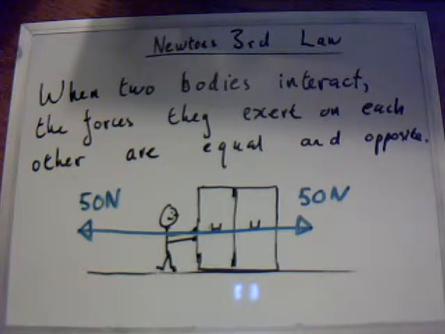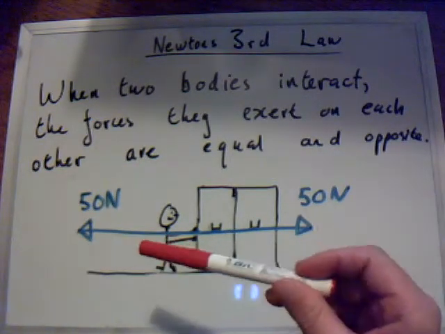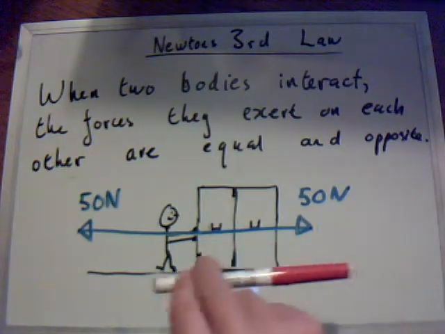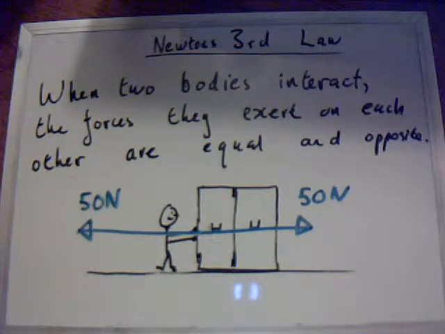Now, in this situation, one would assume that either the whole situation is at constant velocity, or the forces are balanced and there is no acceleration. Well, this in fact is not true, because the forces are acting on different bodies. The 50 newtons pointing in that direction is acting on the man, and the 50 newtons acting in that direction is acting on the wardrobe.